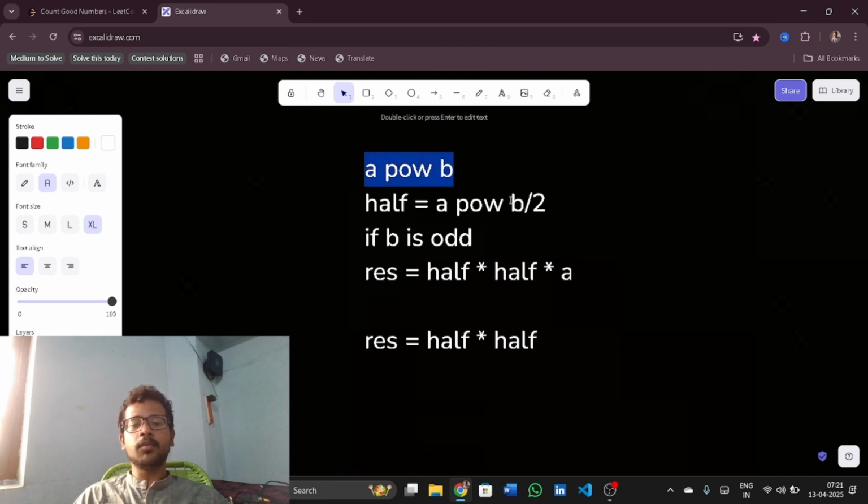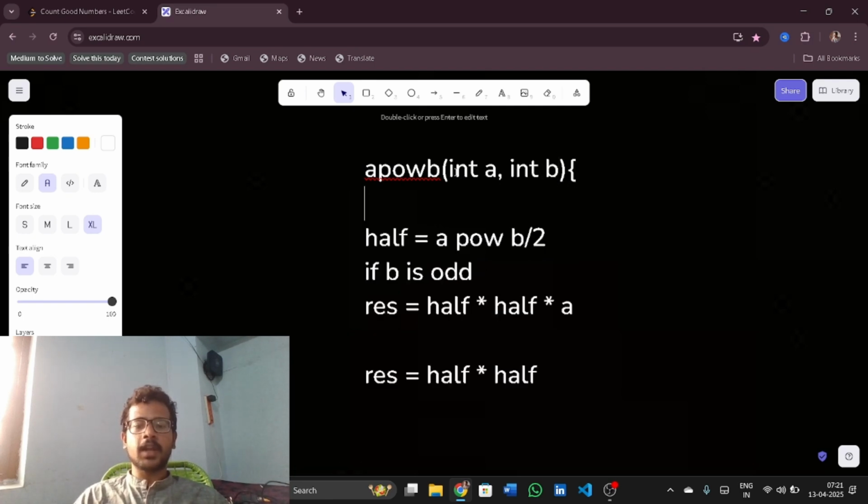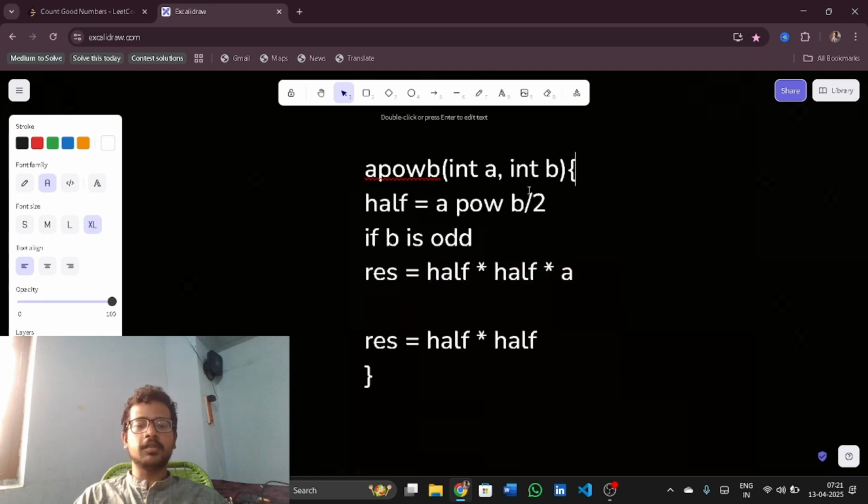Now how can I compute this a power b? This is the same recursive function, a power b, right? If I write this as a power b and take int a and int b, this will come as a function. So this is how we solve this problem.